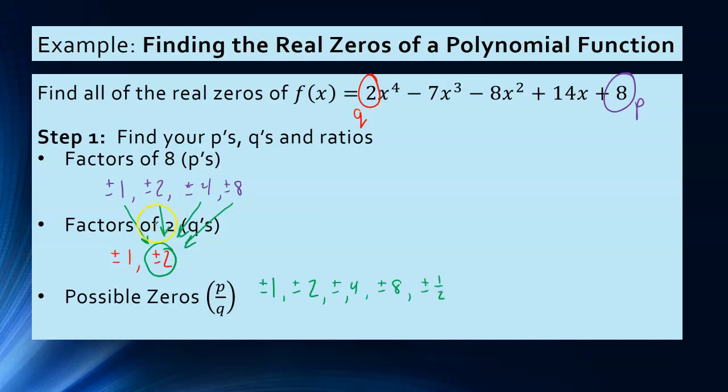Now the next one would be 2 over 2. 2 divided by 2 is 1. We already have that listed here, so we don't need to list it again. So we're going to skip. We're done with 2. Next, we'll go to 4 over 2.